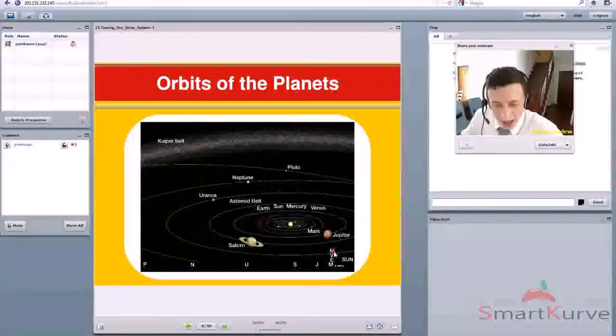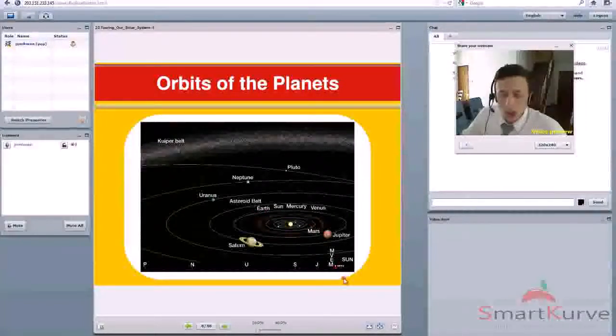If you look at it, you can see Jupiter, for example, is almost twice as far from the sun as Mars. And Saturn is almost twice as far as Jupiter. Uranus is almost twice as far as Saturn. So as we move out from Mars to Jupiter to Saturn to Uranus, the distance, not quite, but almost doubles with every planet. So the planets are not evenly spaced. Let's move on.